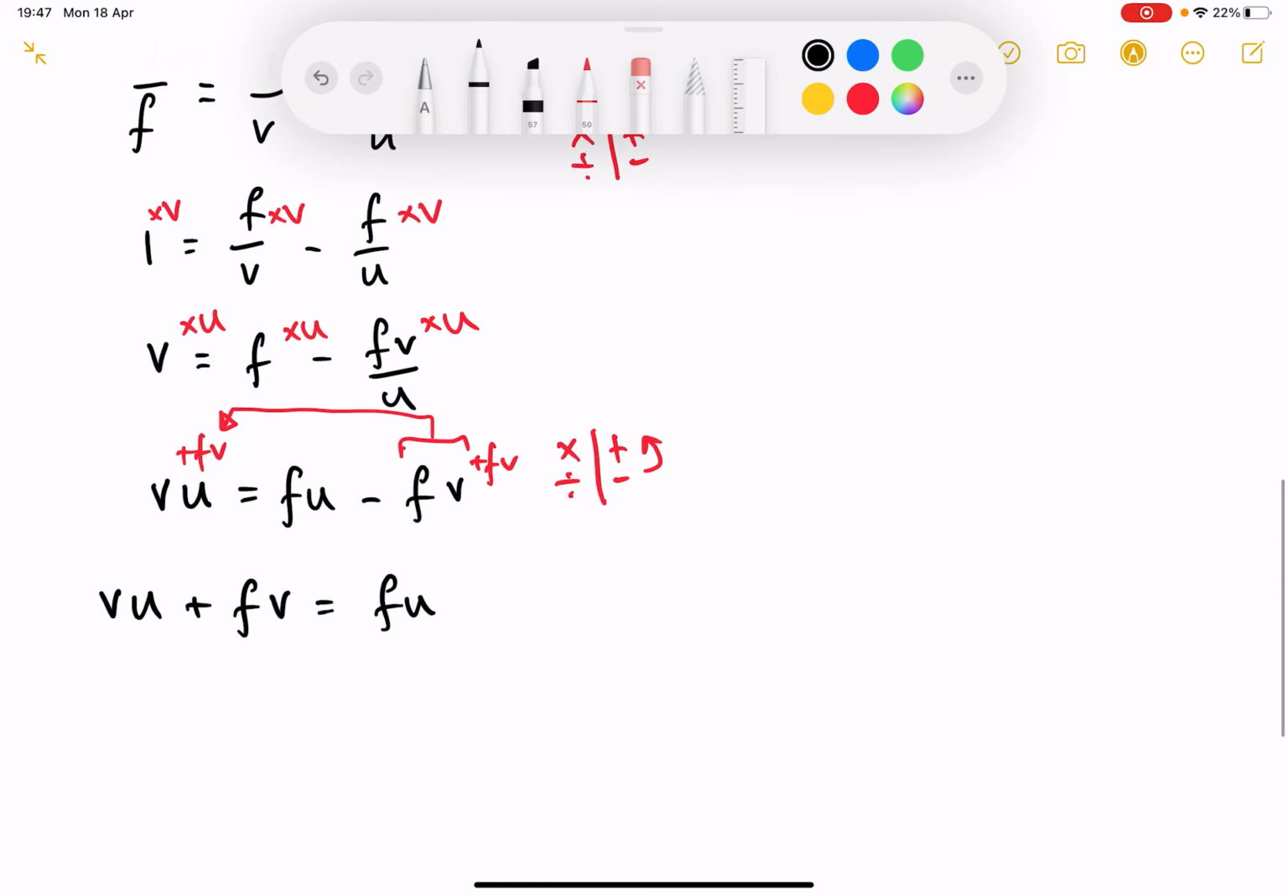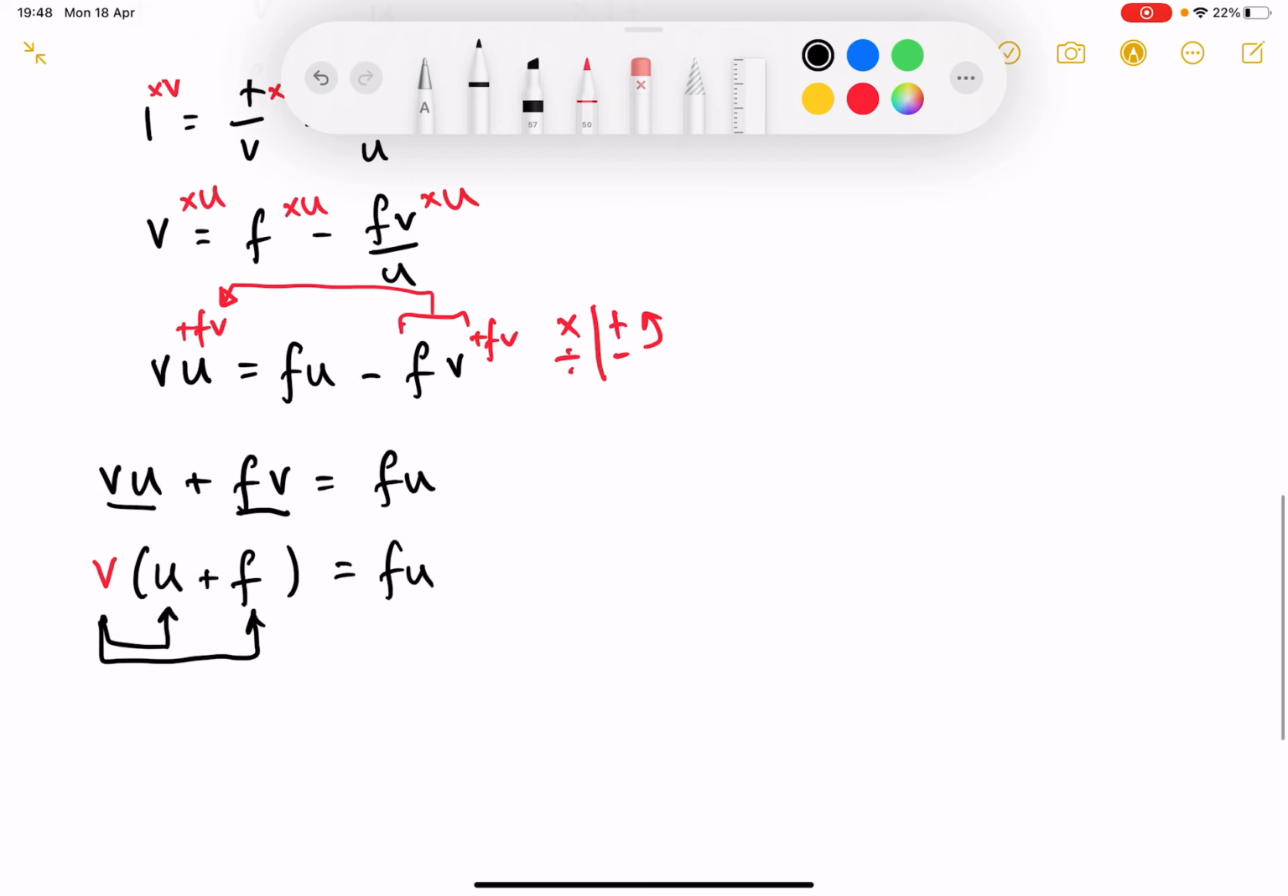Then again, we want to make v the subject. Now, there's a v there and a v there. We're going to collect like terms, so we're going to take the v out. If we take the v out and add a bracket, we need to find v times something makes vu, and v times something makes fv. v times u makes vu, plus v times f makes vf, and this is equal to fu.